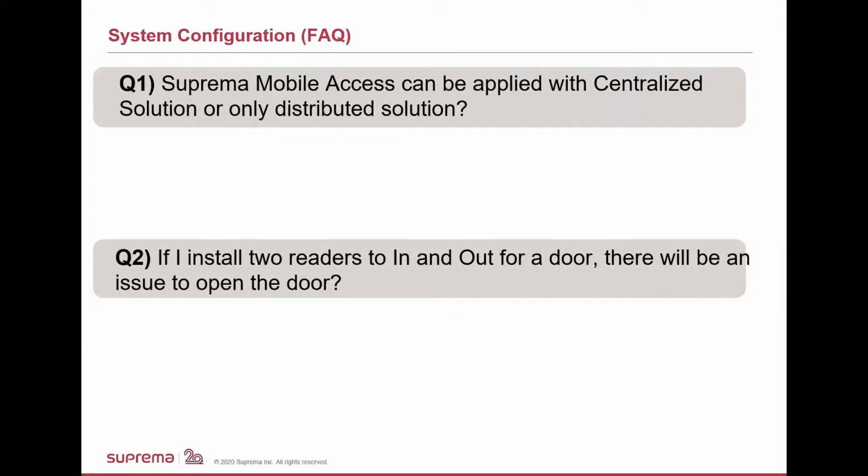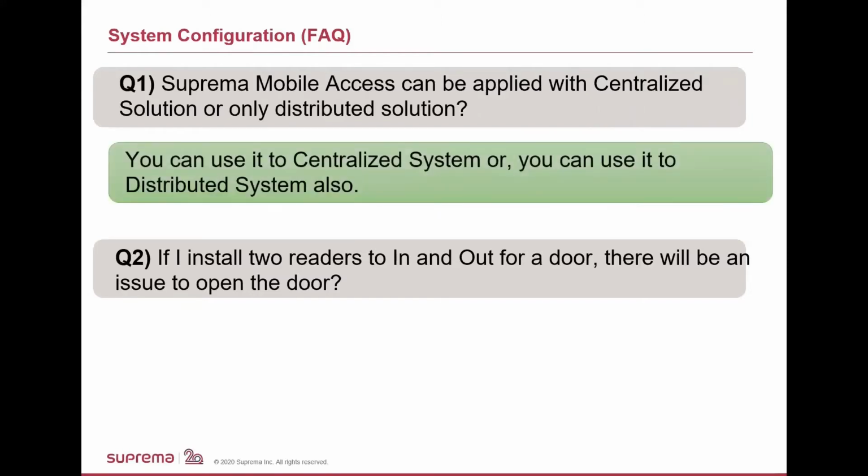These are frequently asked questions about Suprema Mobile Access system configuration. Let's check the answers for each question. Question 1. Can Suprema Mobile Access be applied with a centralized solution or only a distributed solution? The answer is, you can use it in a centralized system, or you can use it in a distributed system also. Question 2. If I install 2 readers, in and out, for a door, will there be an issue opening the door?